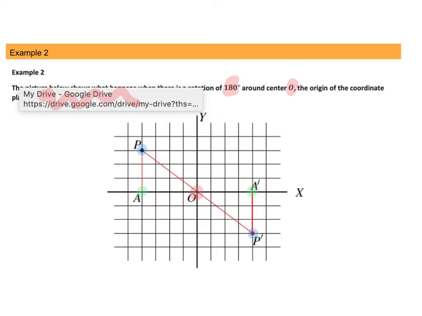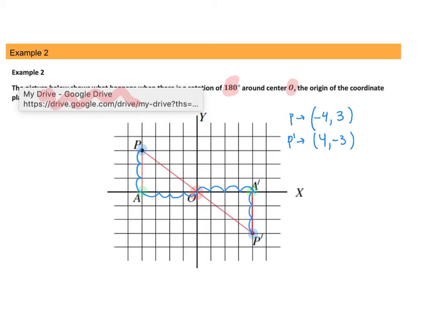Now the one thing I want us to notice is that we have a coordinate grid, so we can write down exactly the location of these points. Starting with point P, this is at negative 4, over 1, 2, 3, 4, and up 1, 2, 3, positive 3. If we look at P prime, this point is at positive 4, and down, so negative 3.